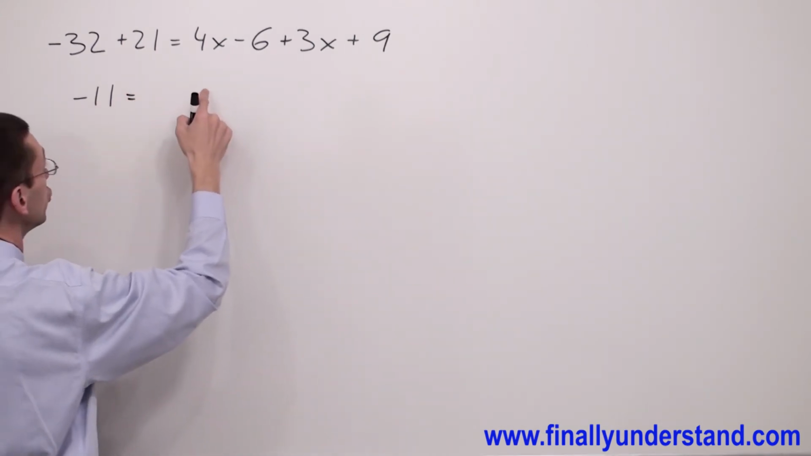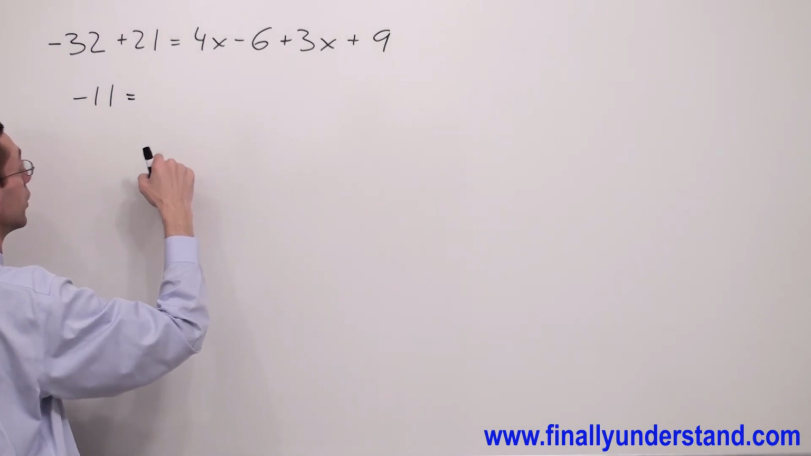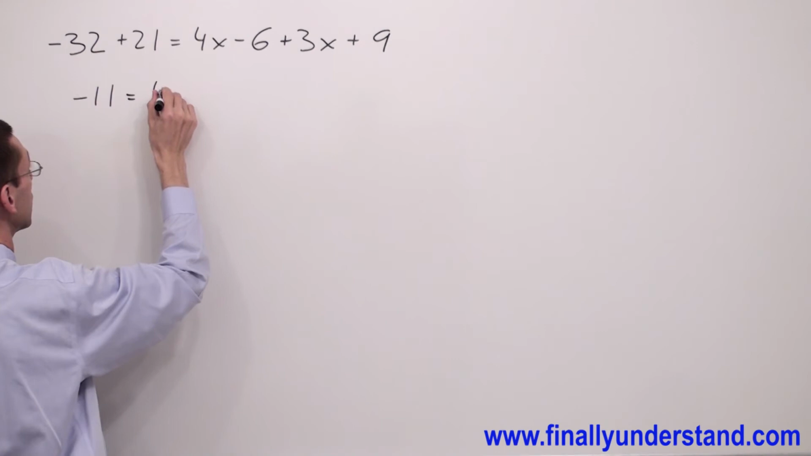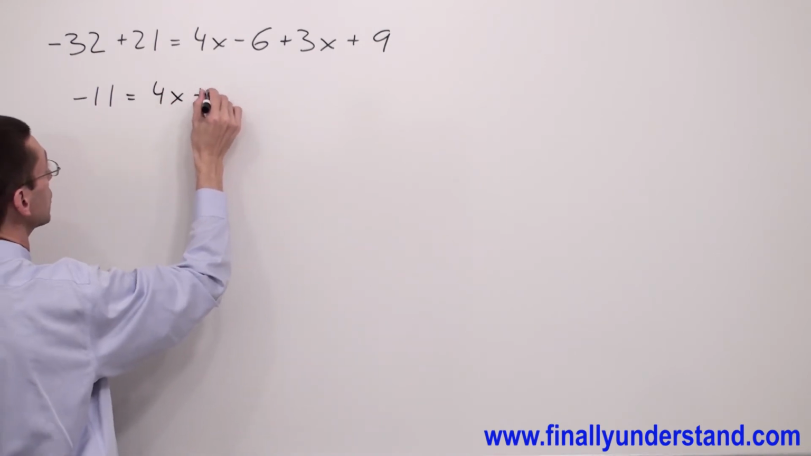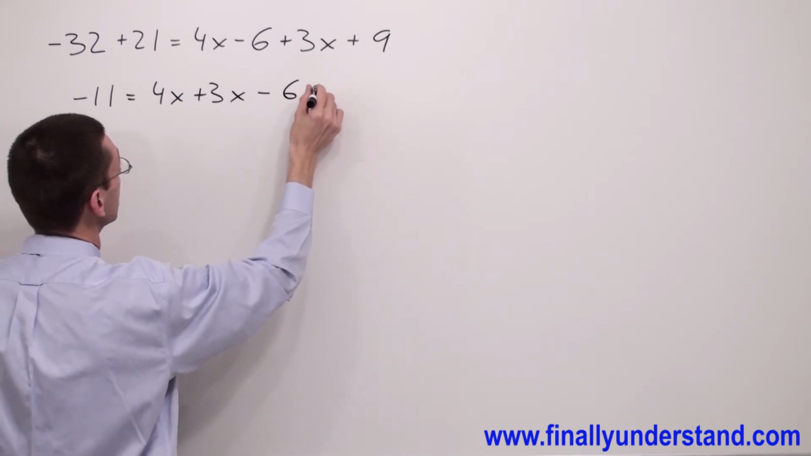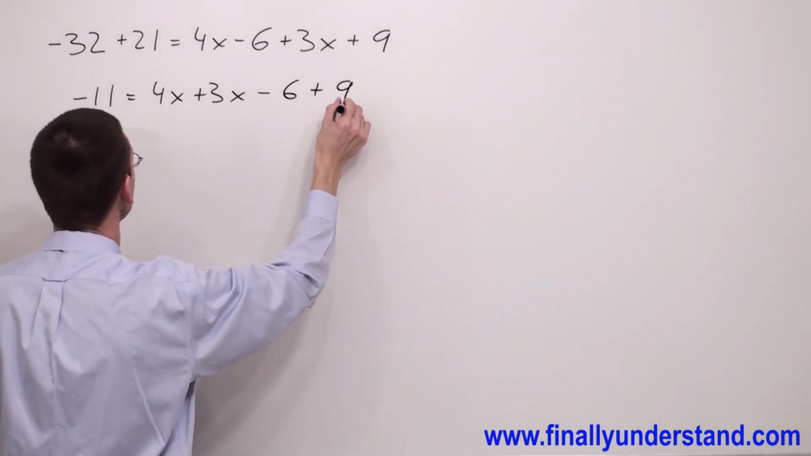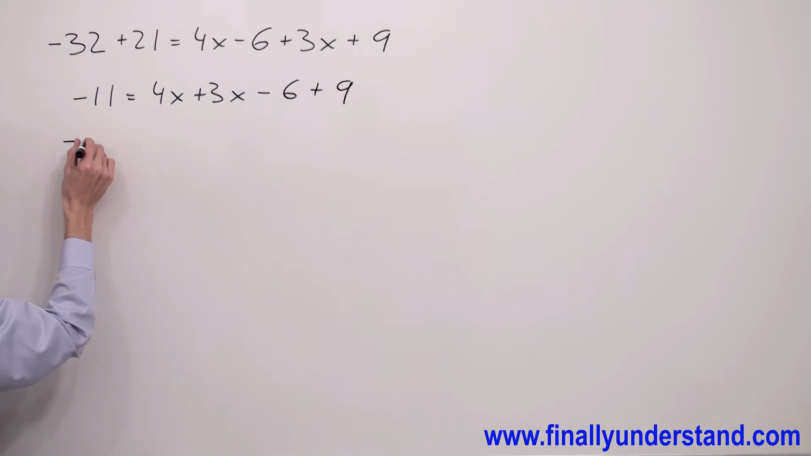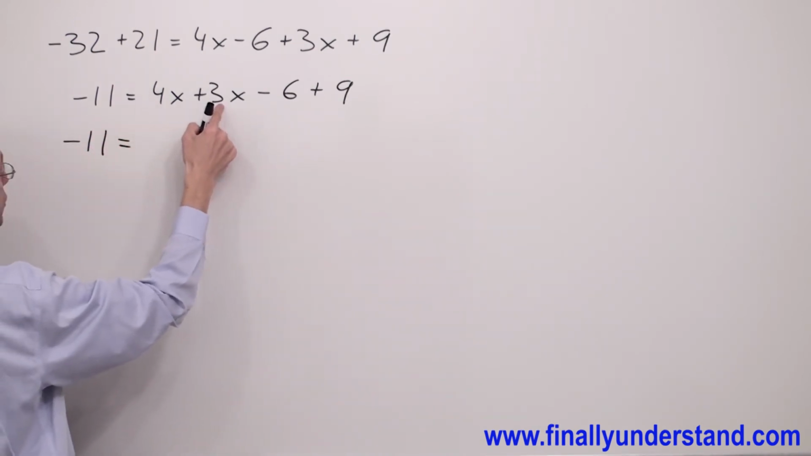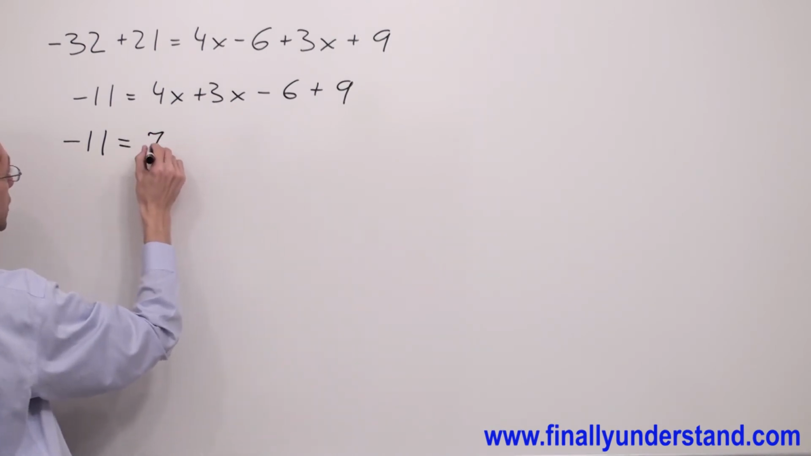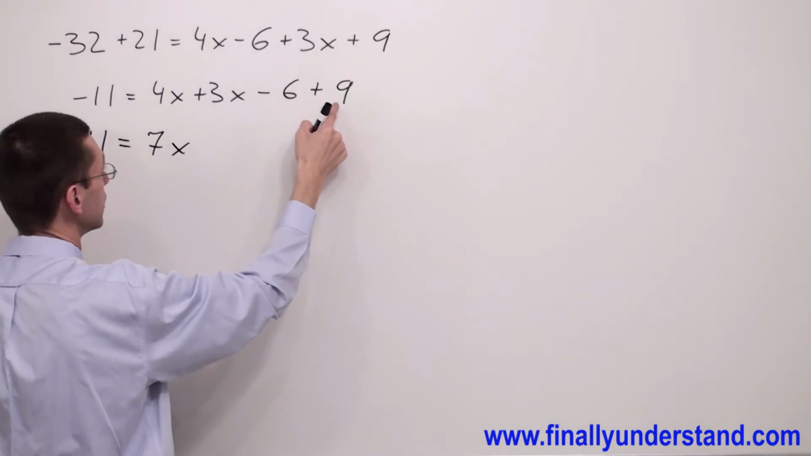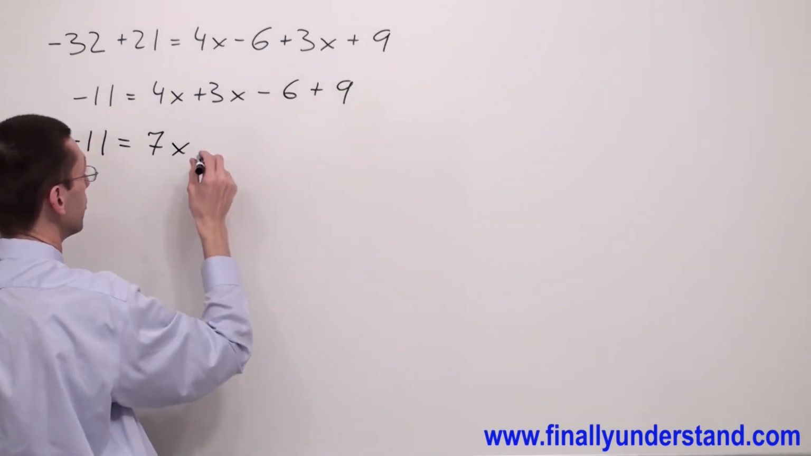Next, I'm going to organize the right side of my equation. I'm going to write all like terms next to each other. That's why I'm going to have 4x plus 3x minus 6 plus 9. Copy down the left side, negative 11 equals 4x plus 3x is 7x. Minus 6 plus 9 is equal to positive 3.